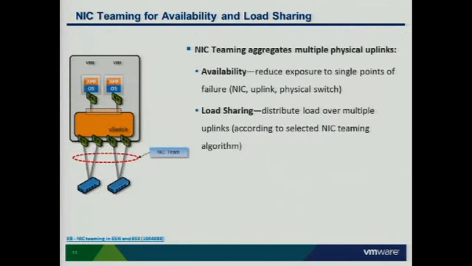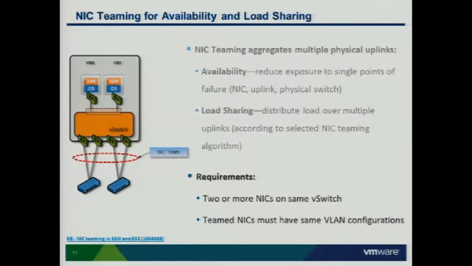And for NIC teaming and availability and load sharing, with NIC teaming, we aggregate multiple physical uplinks for availability to reduce the exposure to single points of failure. So we're looking at the NIC uplink or the physical switch. And for load sharing, we distribute the load over multiple uplinks according to the selected NIC teaming algorithm. Our requirements for this are 2 or more NICs on the same vSwitch. And our teamed NICs must have the same VLAN configurations, or what we basically recommend is they should be in the same layer 2 broadcast domain.